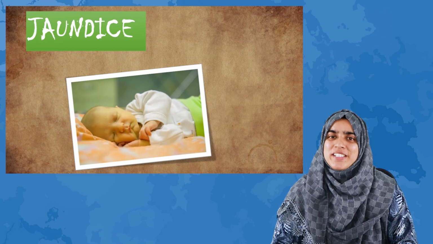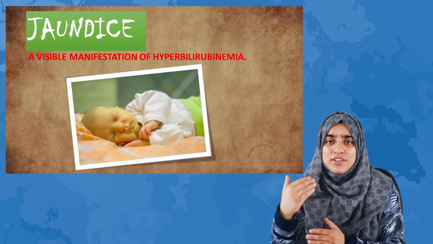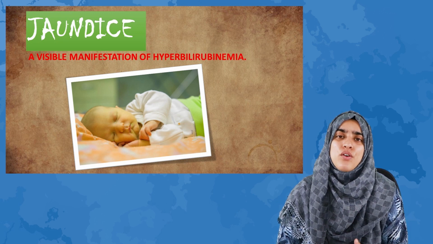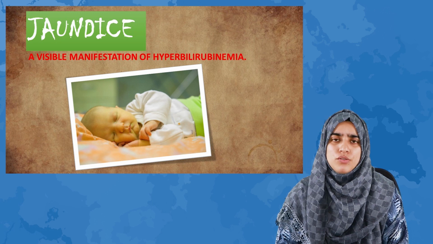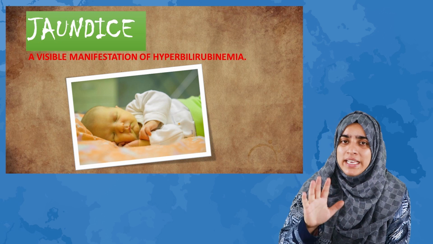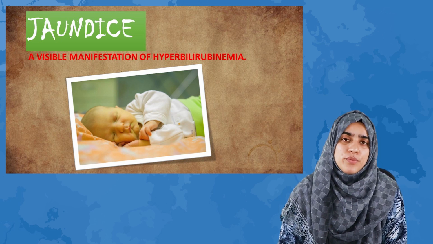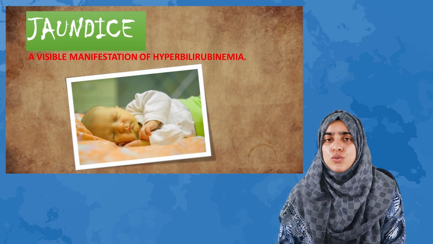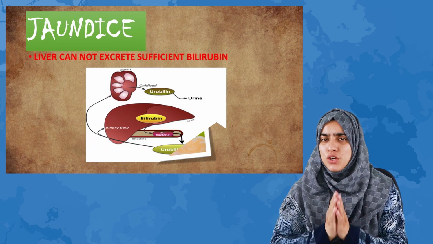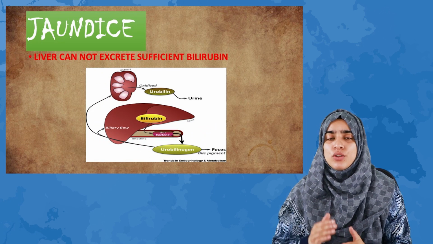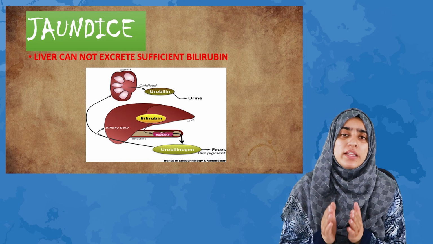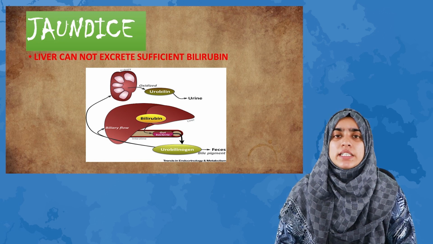Let's talk about jaundice now. You might have heard of jaundice many times, or you might have seen the faces of the children you meet. This visible manifestation, the yellow discoloration of the face or the eyes, is the main manifestation of hyperbilirubinemia. Jaundice occurs when the liver cannot excrete sufficient bilirubin from the plasma, that is, from the blood, when the liver is not able to excrete it normally.